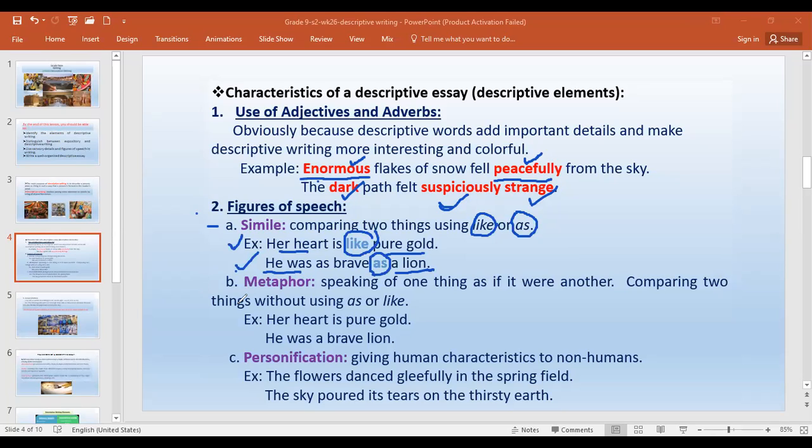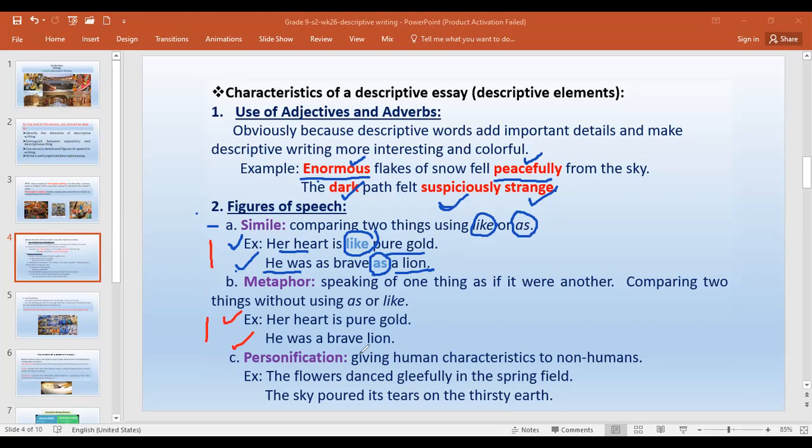Example. Read the sentence. Her heart is pure gold. Okay. He was brave. He was a brave man. Mahdi, can you tell me the difference between this and this? Her heart is like pure gold. And then I said, her heart is pure gold. He was as brave as a lion. He was a brave lion. What's the difference here? In simile, we use like or as, but in metaphor, we don't. We speak of one thing as if it were another.